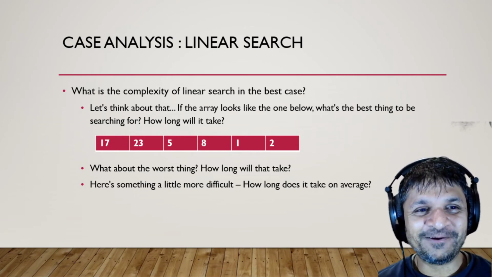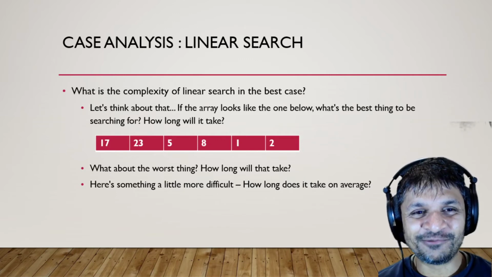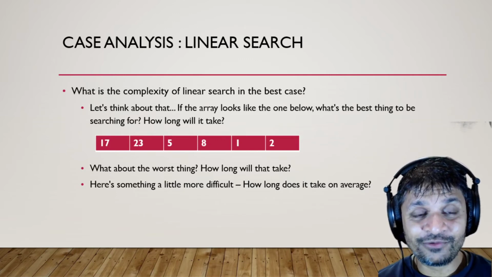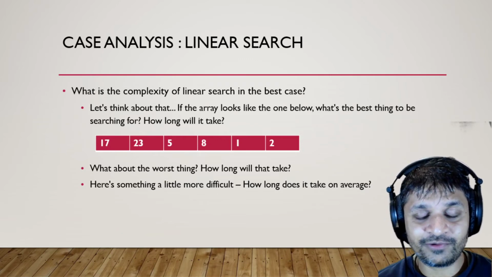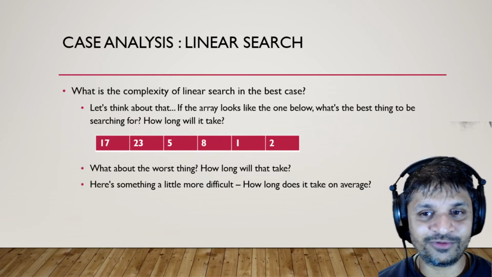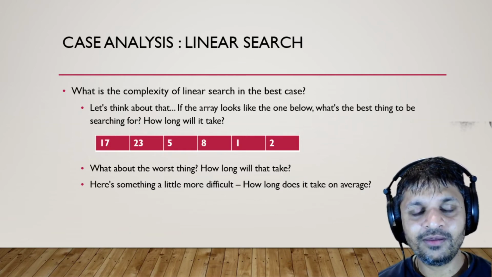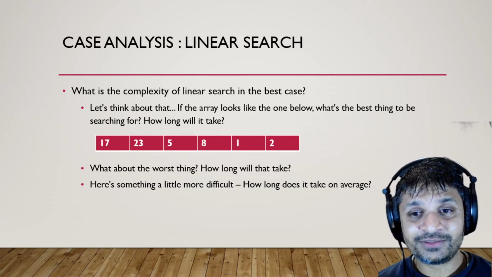Yes, bueno. The worst thing would be that I'm searching for the 2. And in that case, I'd have to look through every item. So it'd take me 6 operations and I'd find the 2. For a list of size n, it would take me n operations because I'd have to look through all of them. How long does it take on average?